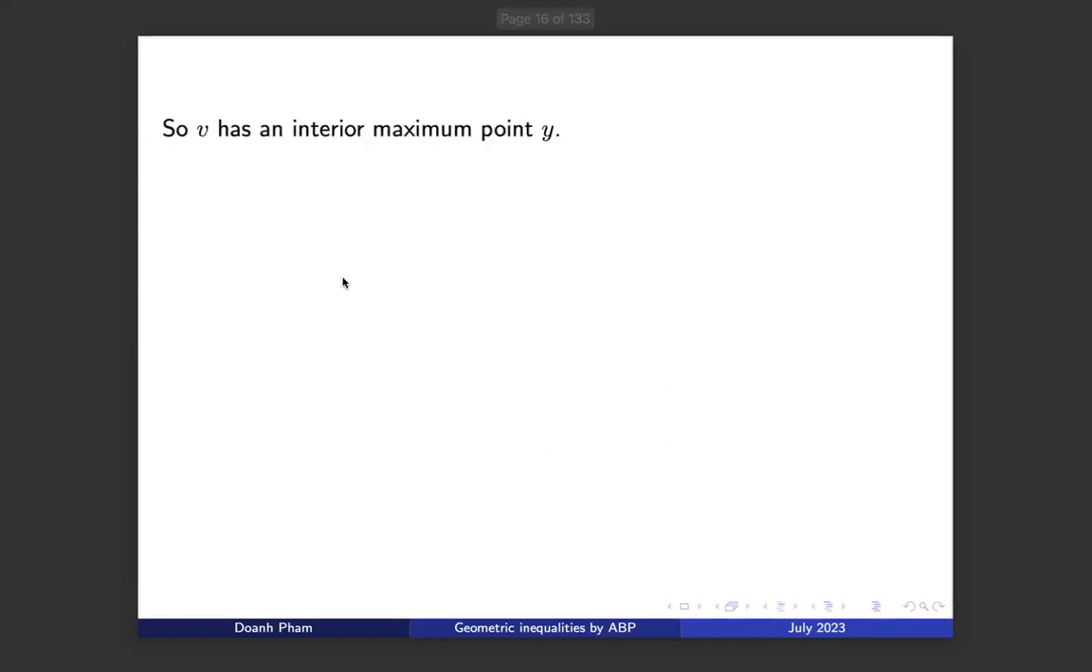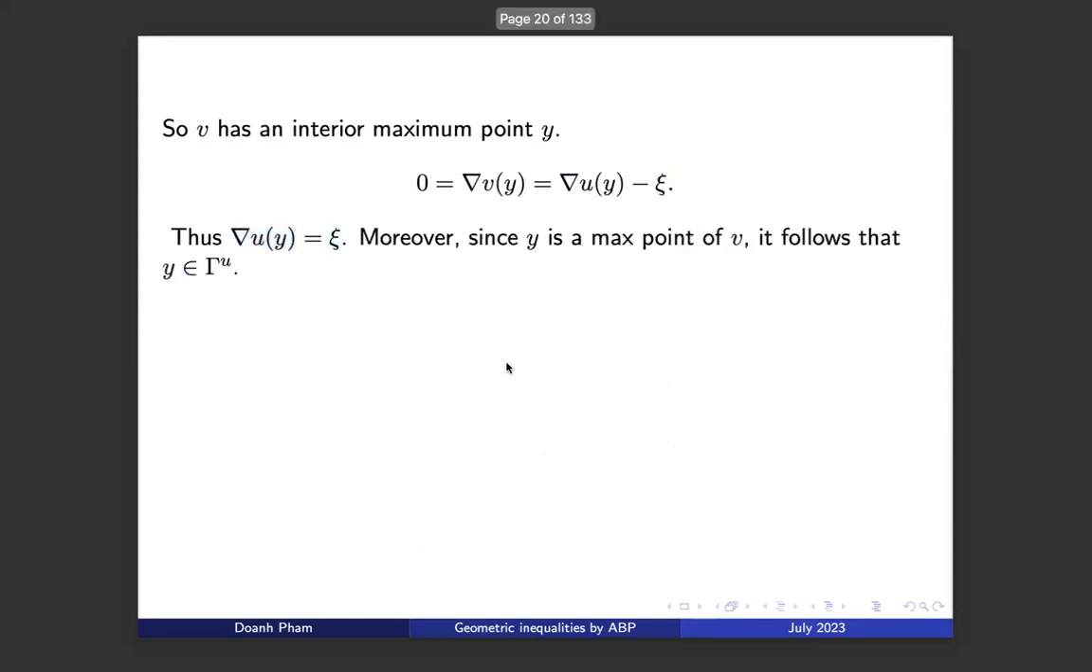So V has an interior maximum point. Let's call it y. At the interior maximum point, the gradient of V is 0. By direct computation, the gradient of V is given by the gradient of U minus psi. So this means the gradient of U at y is psi. And moreover, by the definition of V, we can see that y is in the upper contact set of U. So this finished the proof of the lemma.